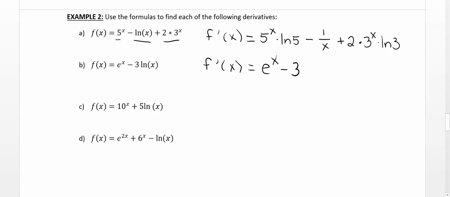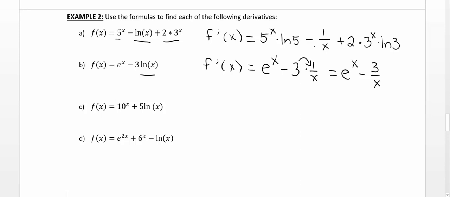3 times the derivative of the natural log, which is 1 over x. So this last term, just so you know, we could write as 3 over x because we can multiply the 3 into the numerator. It means the same thing.